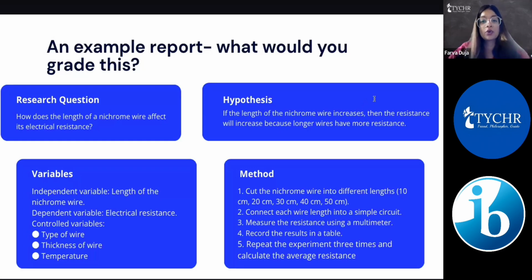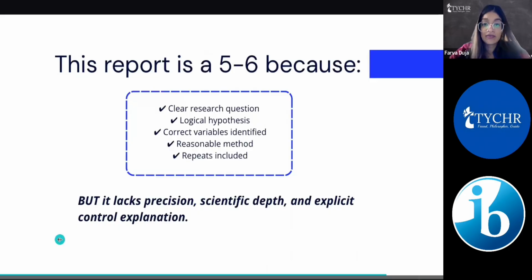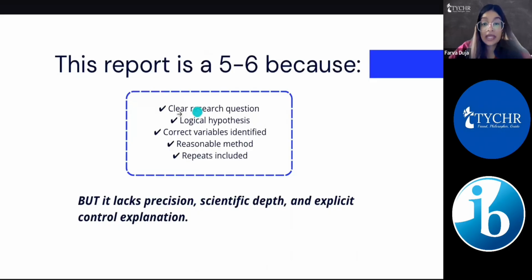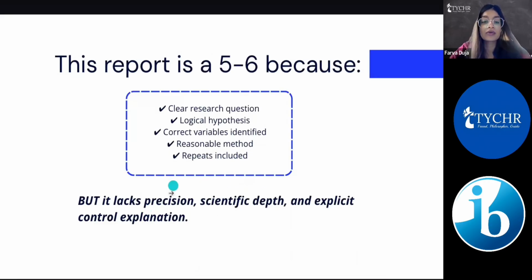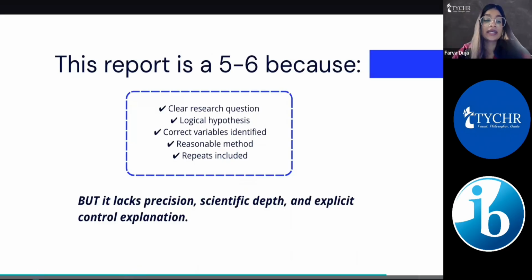My next slide was going to be about what are we missing. And Vihan already has everything. They have a research question, logical hypothesis, variables are there, method is good, repeats are included. But like you said, the controls are not mentioned properly. The depth of the scientific reasoning is not good enough, and there are no specific details in the research question. It's clear, but it's not enough.